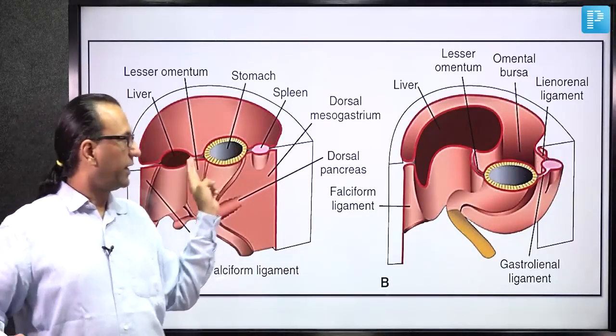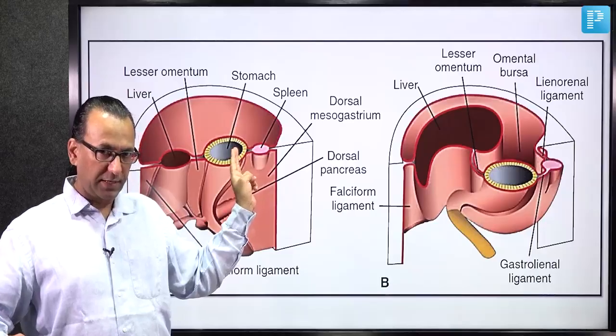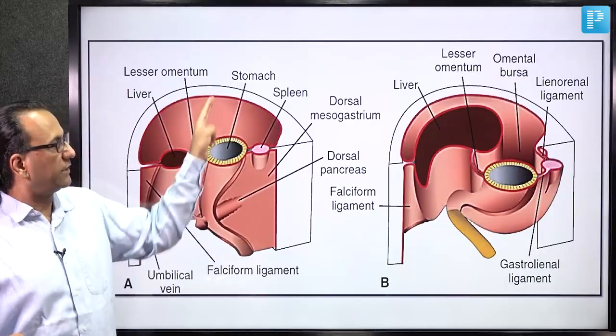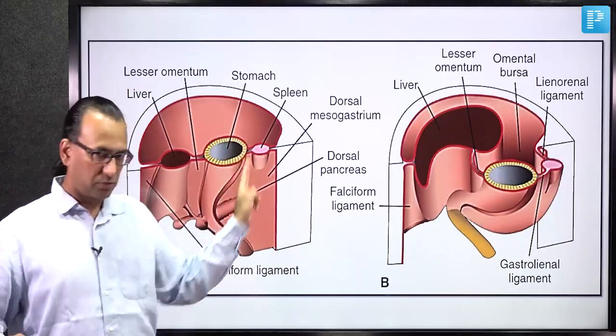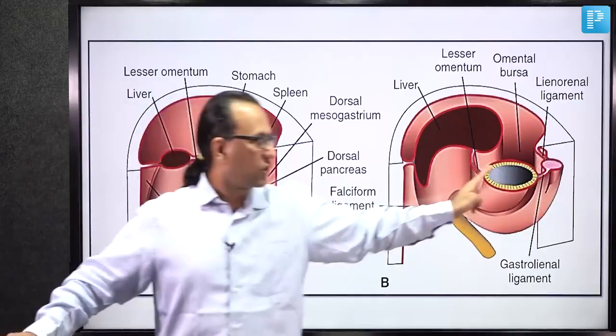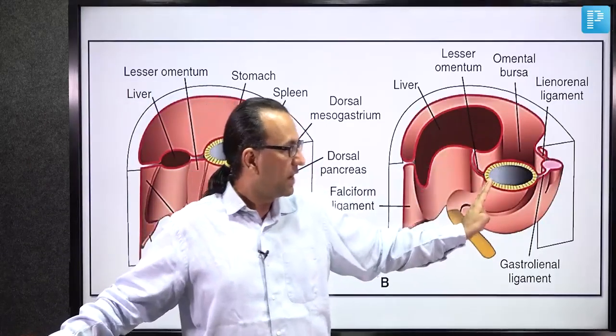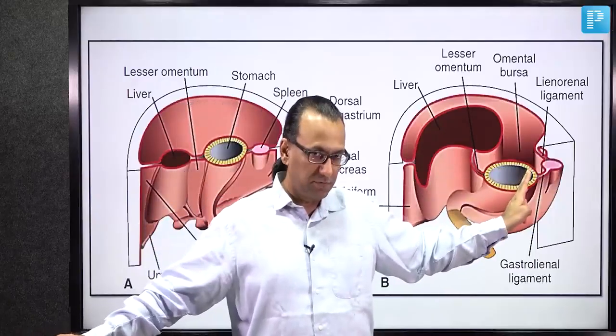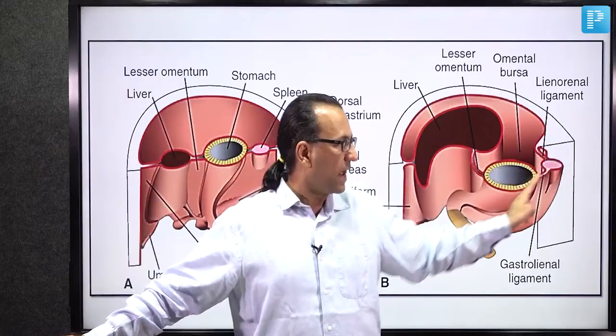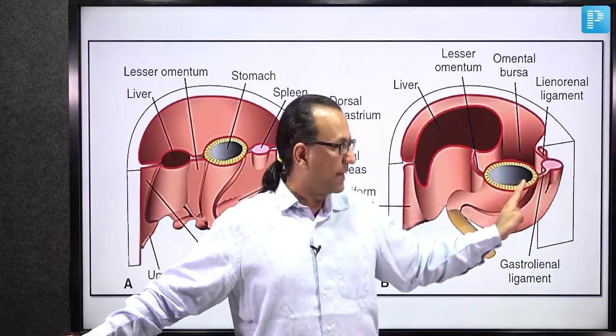Now, the stomach rotates to the right side by 90 degrees. The lesser curvature goes to the right side and the greater curvature comes to the left side. As the stomach is rotating to the right side by 90 degrees, it will pull the liver to the right side, and the greater curvature along with the spleen and the gastrosplenic ligament will be pulled to the left side.